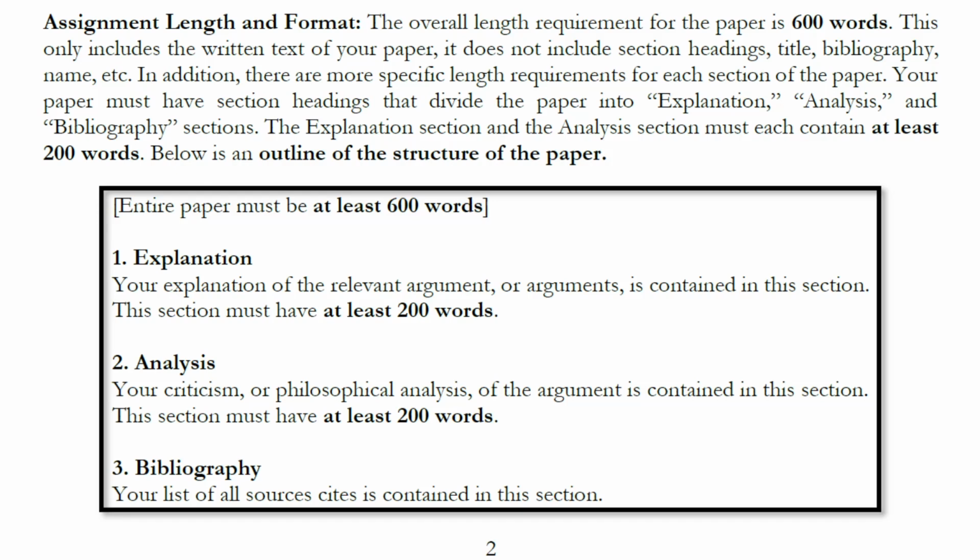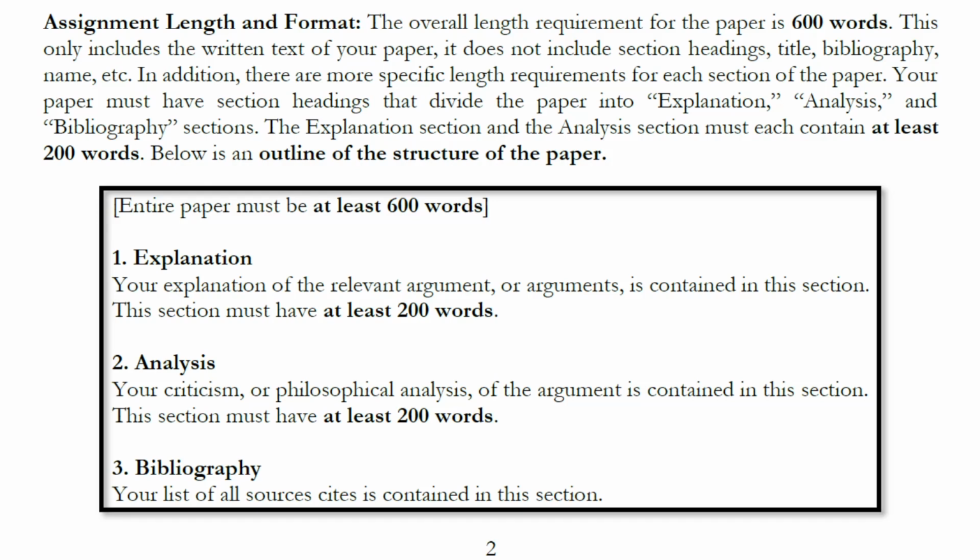Now, within that 600 word requirement, there are some further length requirements we should also mention. And in order to explain this, I need to say something about how your paper has to be organized. Your paper needs to be divided into 3 sections, and those sections need to be labeled as you see on the screen. First, there's the explanation section. Second, the analysis section. And third, a bibliography section. The first 2 sections, the explanation section and the analysis section, each have their own individual word requirement. Each of those sections must be at least 200 words.